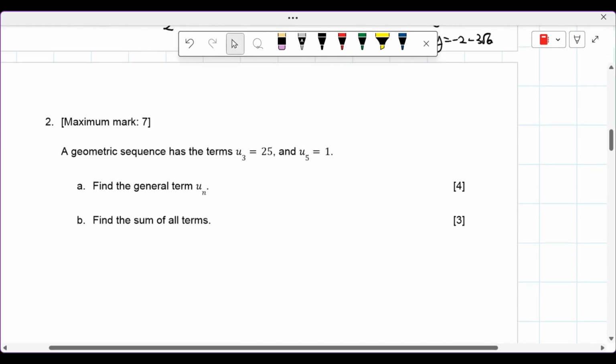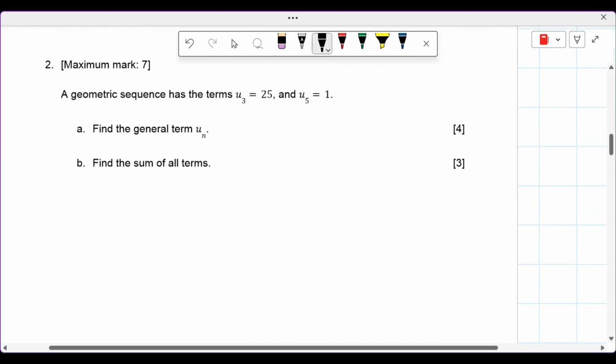All right, let's move on to question number 2. A geometric sequence has the terms u3 equals 25 and u5 is equal to 1. Well, the first thing that I would like to know, to find the general term, is u1 as well as the common ratio r. So I can either use the formula or just use your big brain strategy. I like to use the formula, so let's use the formula.